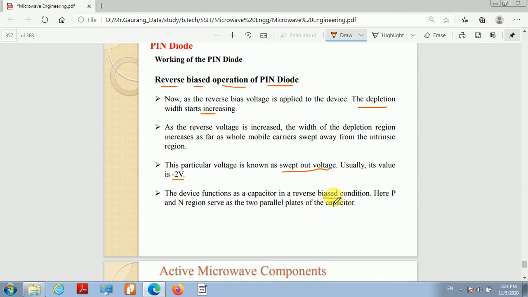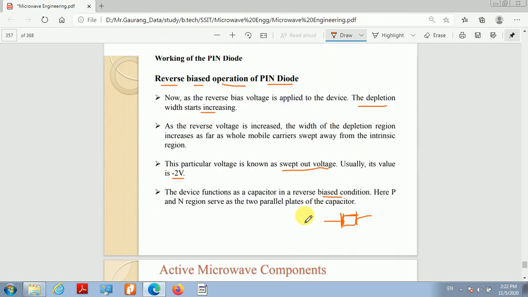Okay, because दो जो p type material n type material है, they will serve as a two plates of the capacitor. An intrinsic layer which is a swept out region, is basically act as a dielectric. It will act as a dielectric. Correct? And in reverse bias, this will behave like a low value capacitor.